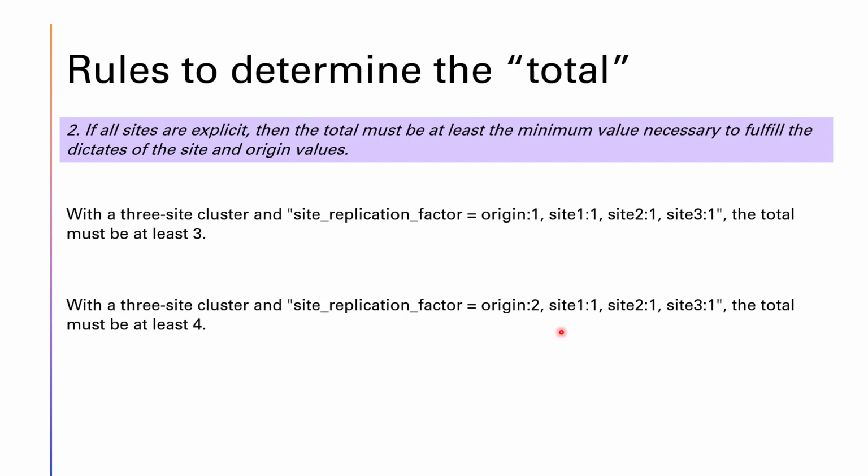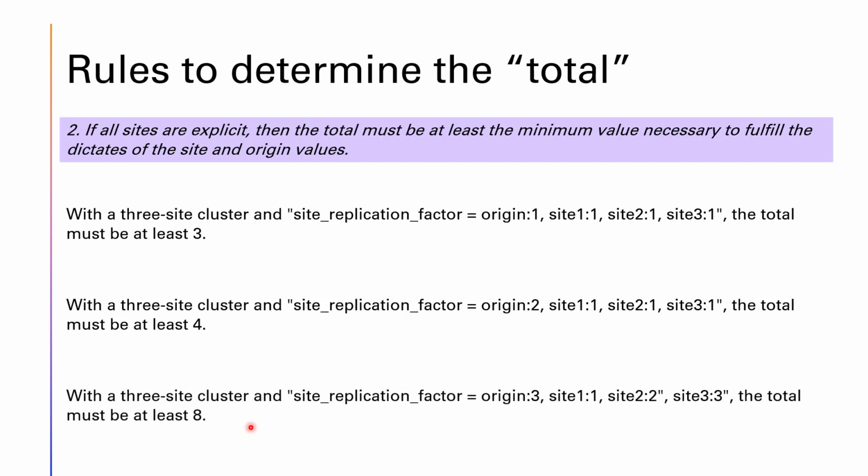Let's take another example. Where origin is 3, site 1 is 1, site 2 is 2 and site 3 is 3, what will become my total value? When site 1 becomes origin, basically the generator site, it has to get 3 copies, right? So at least we need 3 plus 2 plus 3, 8 copies here. To shortcut this, we can think of it like this: take the site which has the least number of values and replace it with the origin value, then add up the others, and at least we'll get the total value.